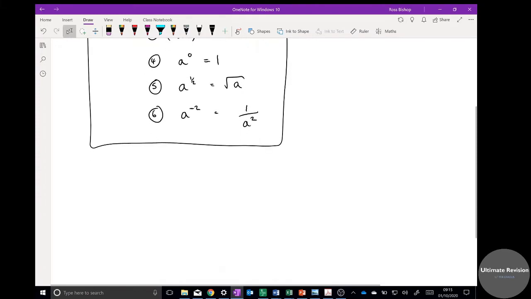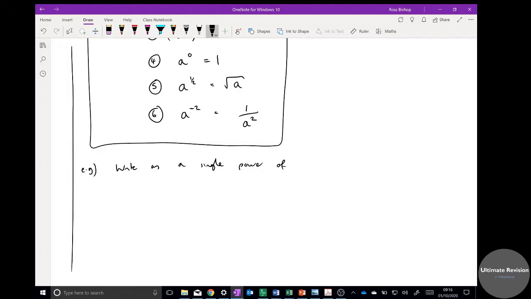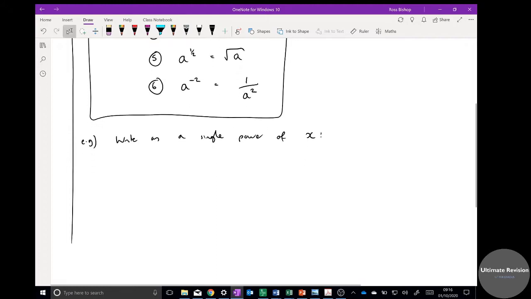Right, we're going to go straight in with an example. So e.g., write as a single power of x the following. So write as a single power of x, massive square root, x to the 3 over 2 times x to the half over x to the 3 all squared. Okay, so you might want to pause the video. When it says write as a single power of x, that means we're trying to get to an answer x to the power of something, and that's what we're trying to work out. Okay, that's what the question is asking.